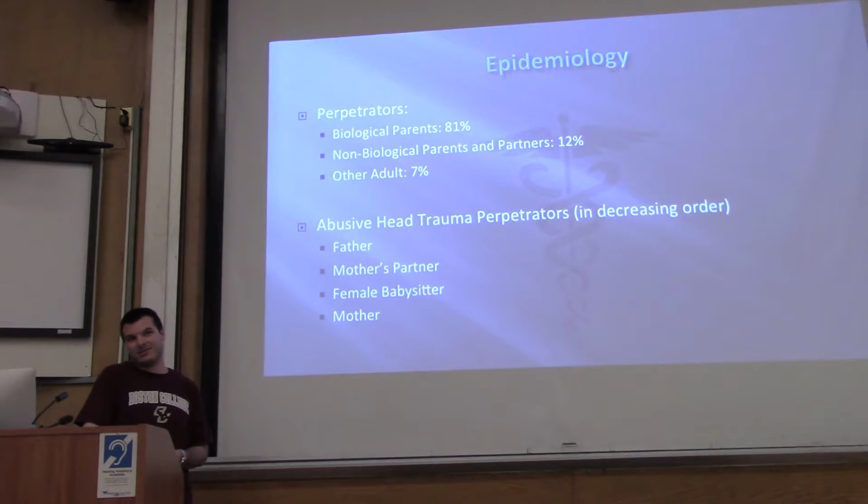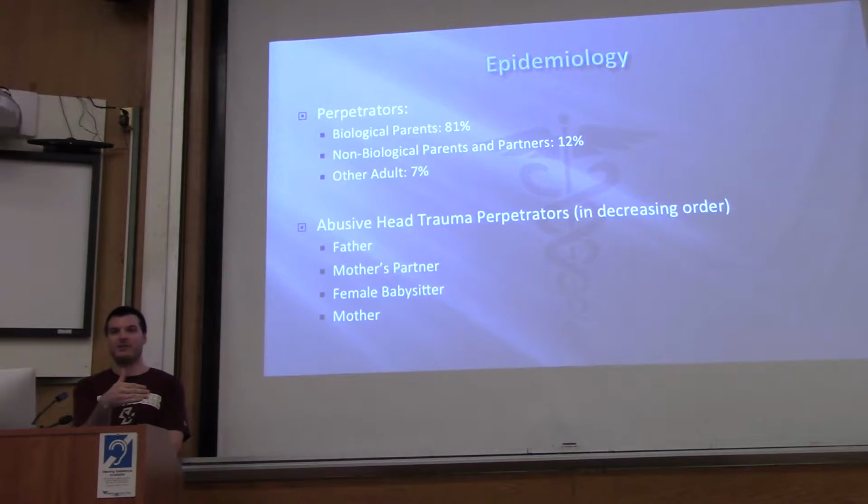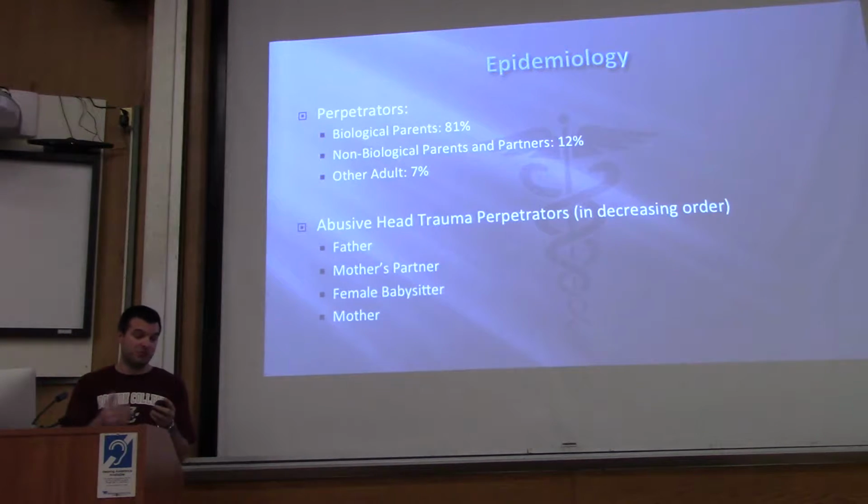Perpetrators, biological parents, 80%. Non-biological parents and partners, 12%, which seems low because in my experience, just off the bat, it's usually mother's boyfriend. But just by the numbers, the biological parents are still by far the most common people to abuse and neglect their children. And then other adult babysitters, daycare workers, friend of the family. For specifics in abusive head trauma, they've done studies on who's the most common perpetrator, and here's your order. Fathers are the most common, followed by mom's boyfriend, and then a female babysitter, then followed by the mother. Just trivia.